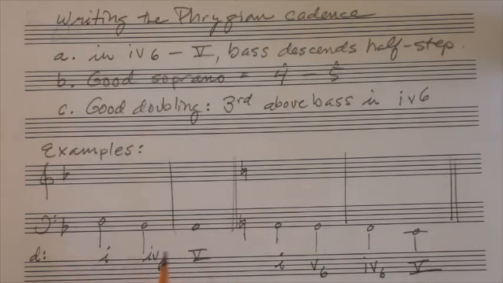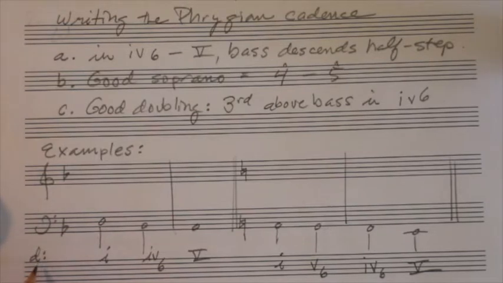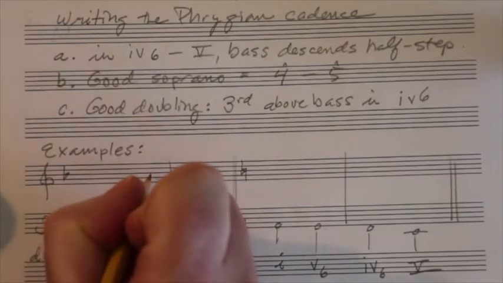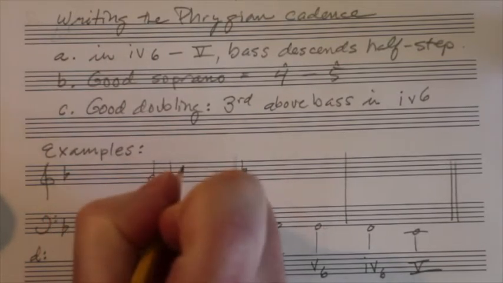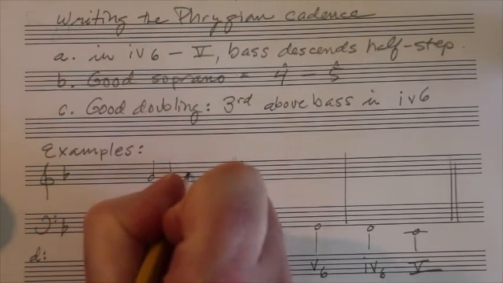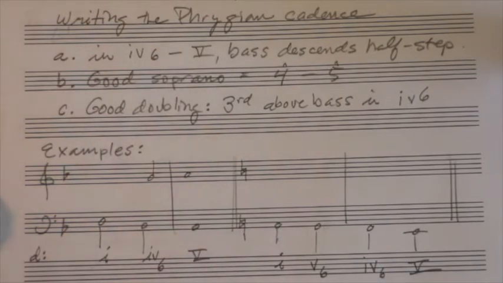Do, lay, sol, and we see here that half step motion from the lay, lowered 6 down to 5. And we'll start by writing in a good soprano using 4 to 5 in the upper voices. So in the key of D minor, 4 to 5 is going to be G to A. So G, A, like that.